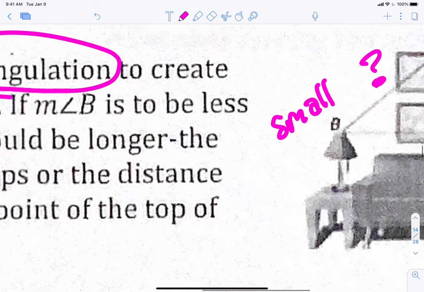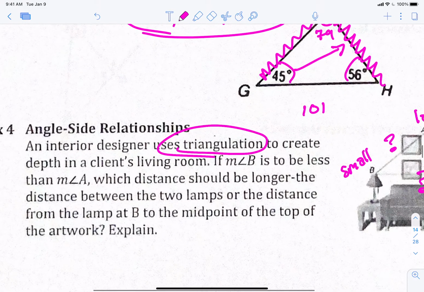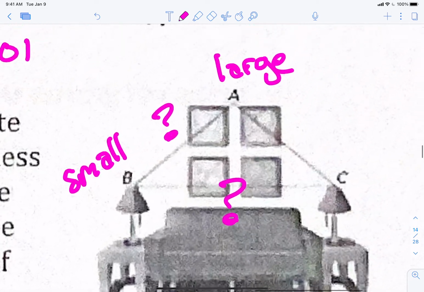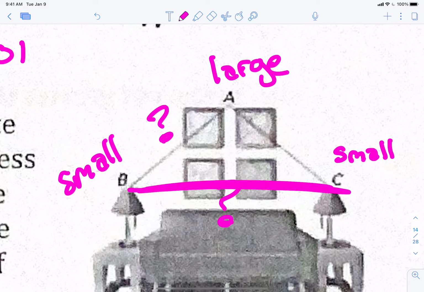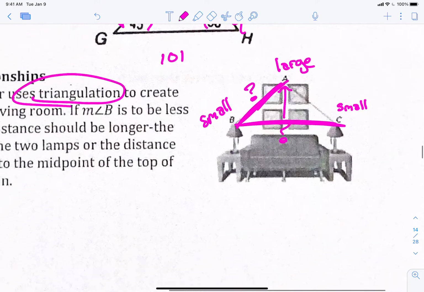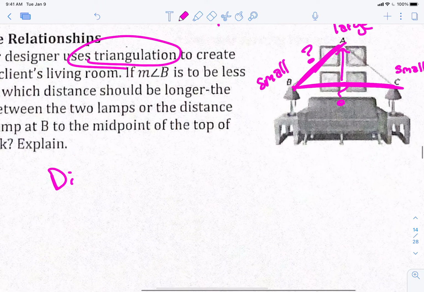If angle B is to be less than angle A, so B and C are both small angles, which side is going to be longer? Is this distance going to be longer, or is this distance? Why is it longer? If this is the large angle, that's got to be the large side, right? The opposite one. So the distance between the 2 lamps.